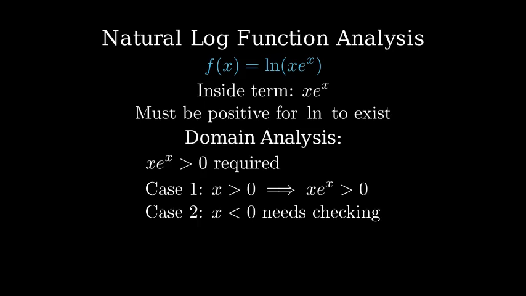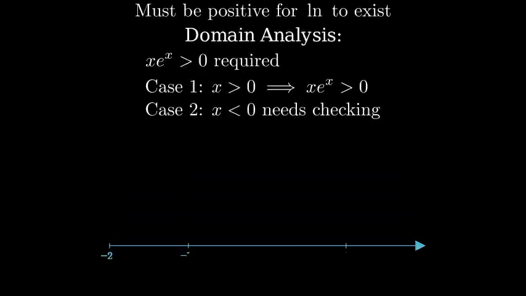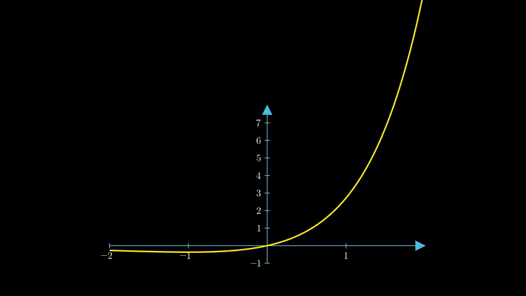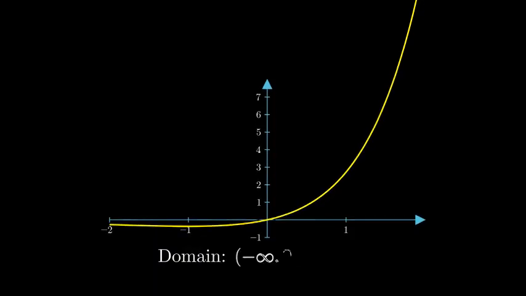Let's visualize the function x e to the x first. Here's its graph. Notice that it crosses the x-axis at x equals 0 and approaches positive infinity as x approaches either positive or negative infinity. Therefore, the domain of our function ln of x e to the x is all real numbers except 0, since x e to the x is positive everywhere except at x equals 0.